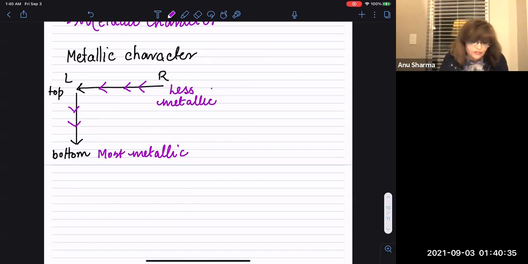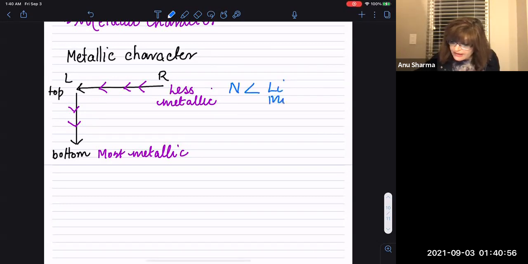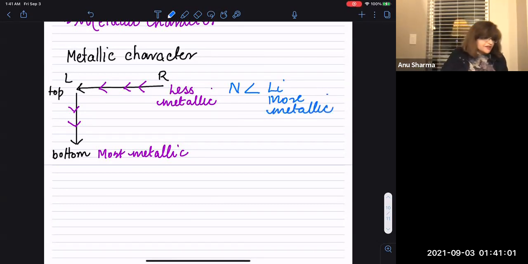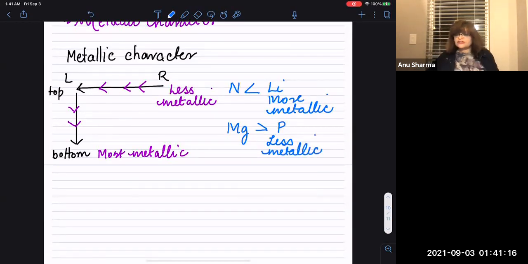So that's one piece. So let us see, if you are given simple questions, like nitrogen versus lithium, which one is more metallic? So you identify the placement of nitrogen on the periodic table. So nitrogen is less metallic than lithium. Lithium is more metallic. Okay, more metal-like. Next, you are given phosphorus and magnesium. Which one is more metallic? Magnesium is more metallic than phosphorus. Phosphorus is less metallic, and so forth. Okay, so just follow that.